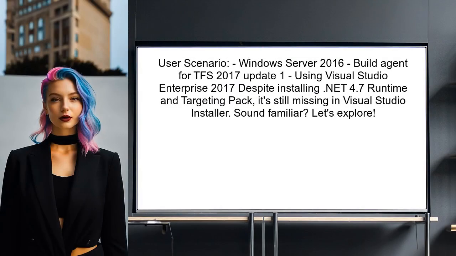Let's dive into the specifics. One user reached out with a detailed scenario. They have a Windows Server 2016 with a build agent for TFS 2017 Update 1 using Visual Studio Enterprise 2017. Despite installing the .NET 4.7 runtime and targeting pack, they still can't find it in the Visual Studio installer. Sound familiar? Let's explore this together.